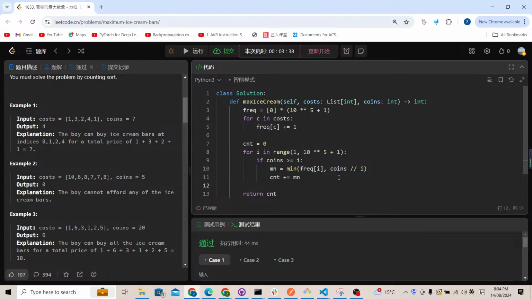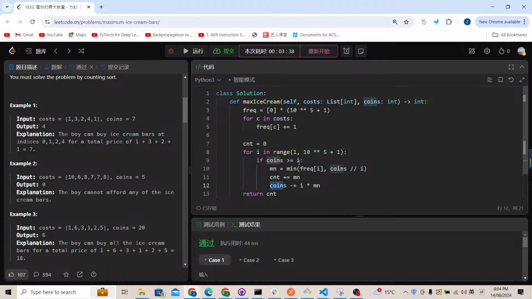And after that, how many coins do we have after we buy this kind of ice cream? So we're going to update the coins. It's going to be minus equal to the cost I times the minimum. This minimum just means how many ice cream bars we bought for this cost I. So this is what is left behind.